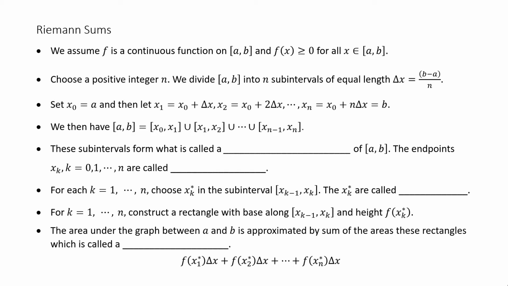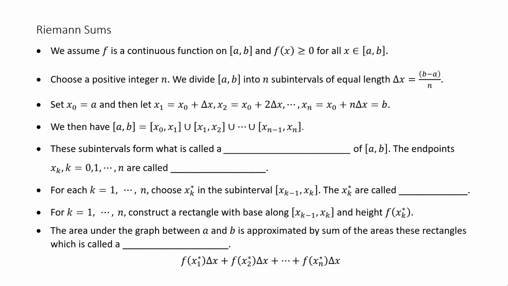Set x sub naught equal to a, and then let x sub 1 equal x sub naught plus delta x, x sub 2 equal x sub naught plus 2 times delta x, all the way to x sub n equals x sub naught plus n times delta x, which equals b. We then have the closed interval from a to b is equal to the closed interval from x0 to x1 union closed interval from x1 to x2 union ... union the closed interval from x sub n minus 1 to x sub n.